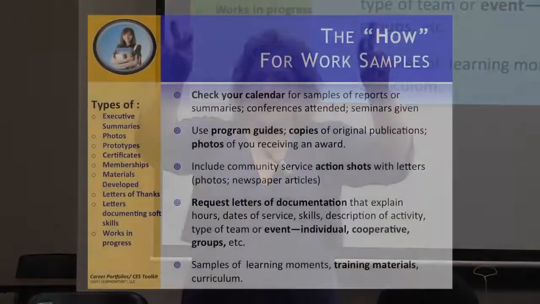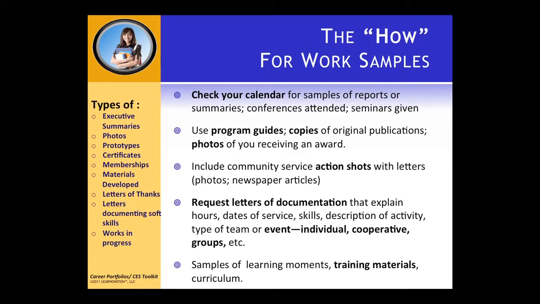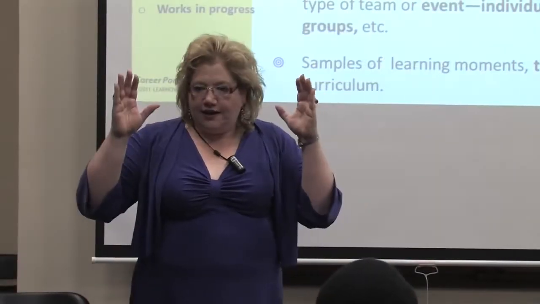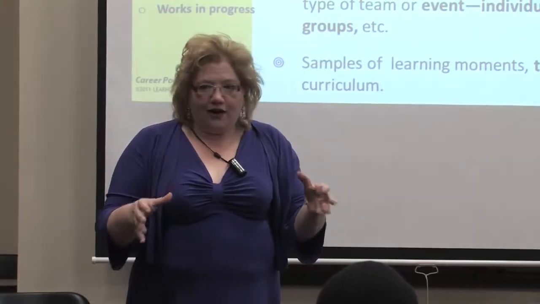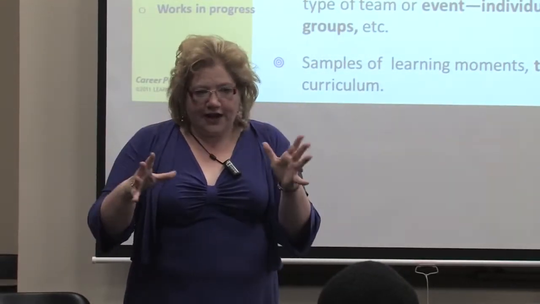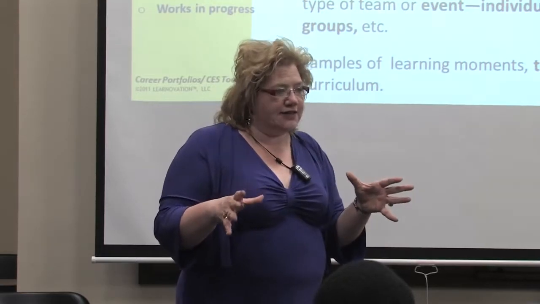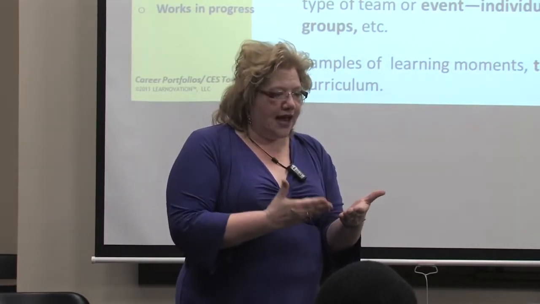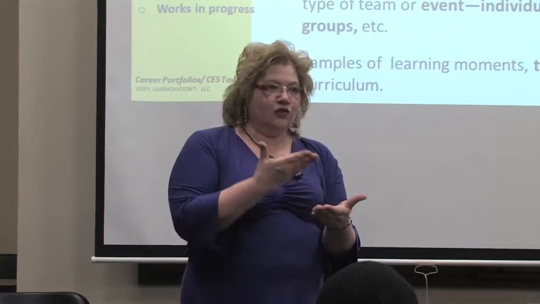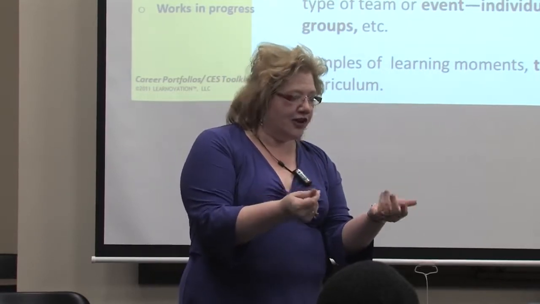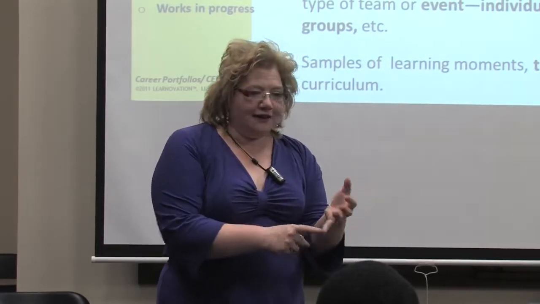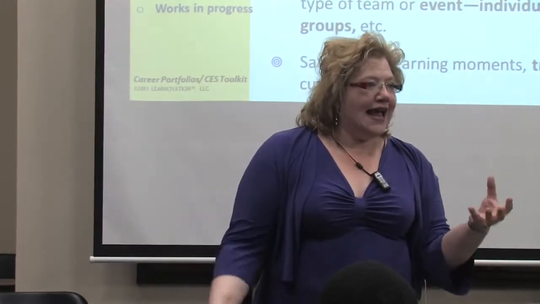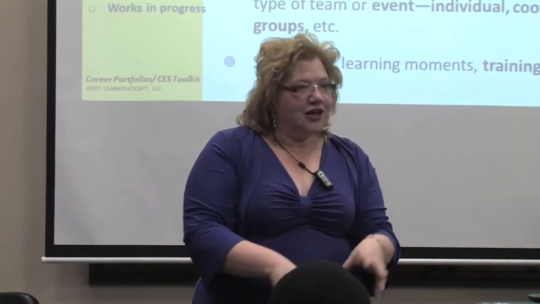Types of the how on work samples. Where do I go? How do I pull it together? I don't know where to start. Start with your calendar. If all else is breaking loose, get a hold of your Outlook file, get a hold of your day timer, which I know dates me in and of itself, and go through and say, what have I produced that's real, I can touch? Find the electronic file and find the hard copy file and get them in one place.